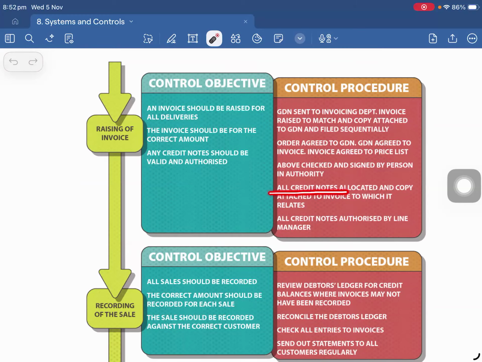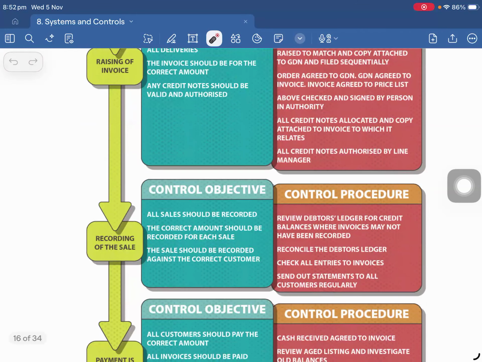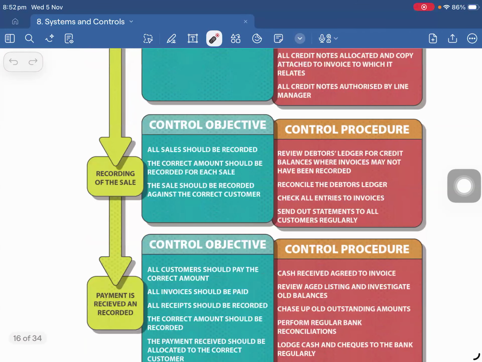Now you have to collect all the credit notes. You have to keep a copy attached with the invoice, in order to agree them together. Now, all the credit notes should be authorized by a senior personnel. Understood? Now, the invoicing is done.